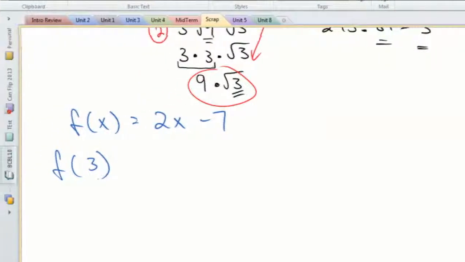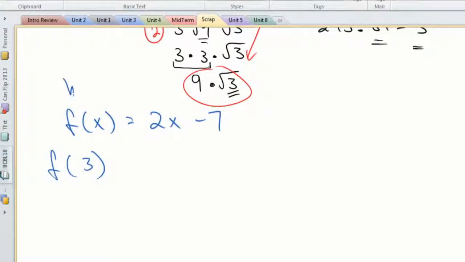So this is function notation. Remember we say this f of x. Now, if we're looking at it, we can see that this x here has now been replaced with a 3. So what I'm going to do with my equation is replace my x with a 3. Because this is saying everywhere there's an x, I want you to put in a 3.